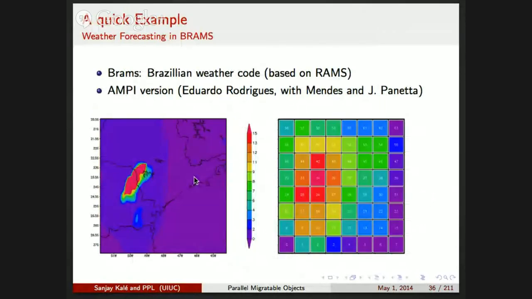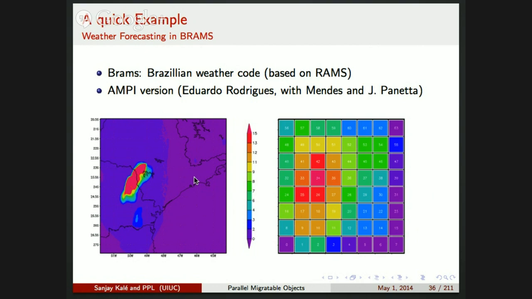It's supposed to be a video, a GIF, basically. But here, it's a Brazilian weather code simulation. This was work done by Eduardo and Celso Mendes in collaboration with a Brazilian university. So here, what we are seeing is the domain that we are looking at, and this is the storm that's coming in. It's a nice animation, in fact. We could have watched it.